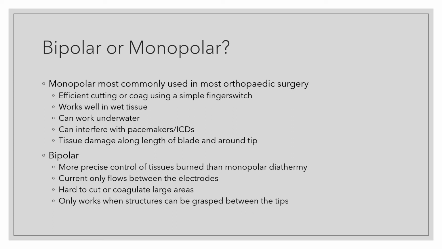The current only flows between the electrodes, but it can be a little bit more finicky to handle, mainly because if you touch the electrodes together, nothing gets burnt at all, so you have to kind of hover them apart, and it's hard to cut things or coagulate things in large areas because you've only got very, very tiny tips. You'd be there all day doing little tiny burns to try and coagulate a massive area. And the other thing to say is it only works on structures that can be grasped between the tips. So, for instance, one of the uses for cutting monopolar is laparotomy incisions, and obviously pinching little bits of tissue with a pair of forceps isn't the best way of making a big cut in someone's abdomen.